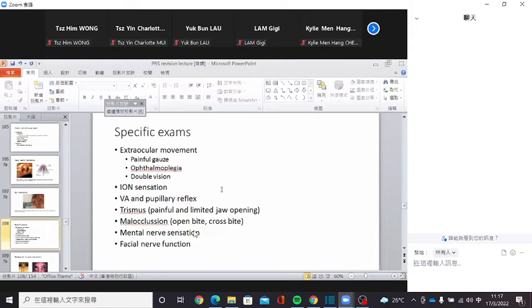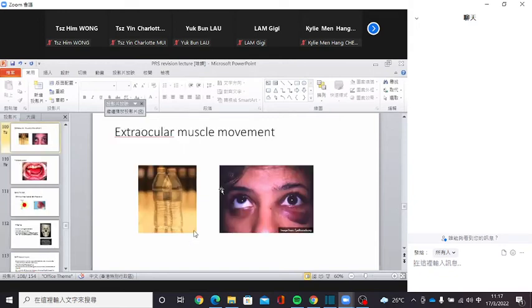Trismus is any painful and limited jaw opening. Malocclusion, namely the clenching of the teeth. When you ask the patient to clench their teeth, they feel that their teeth are not in the correct position. So it can be subclassified as cross-bite, open bite. And check for any trigeminal nerve numbness, and eventually check the facial nerve function.